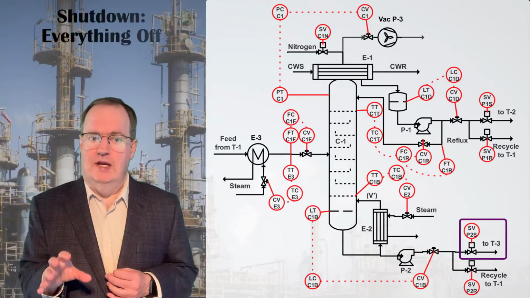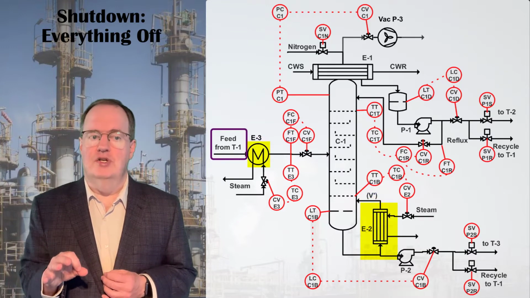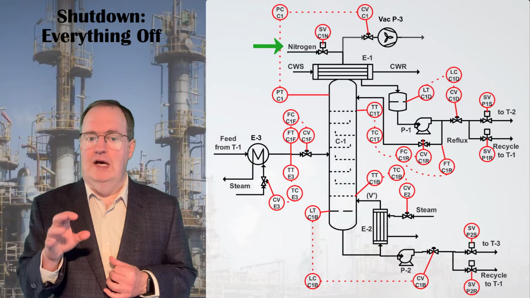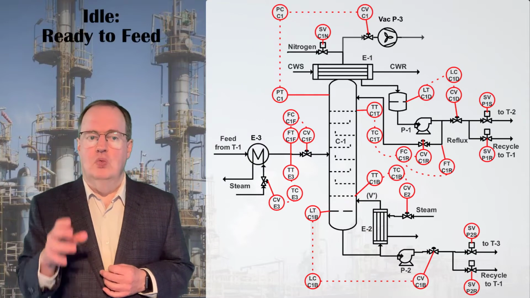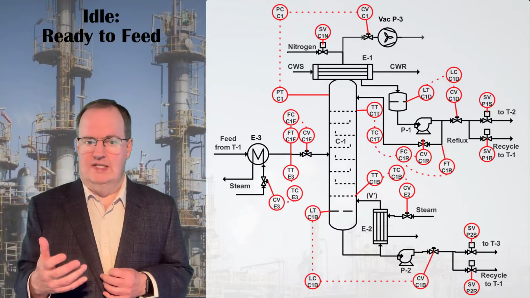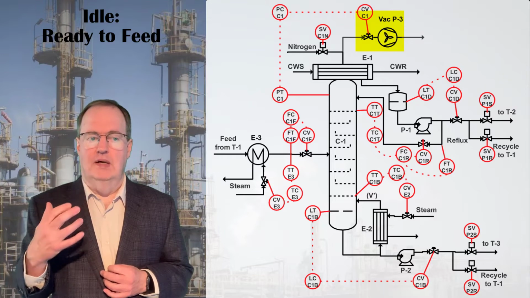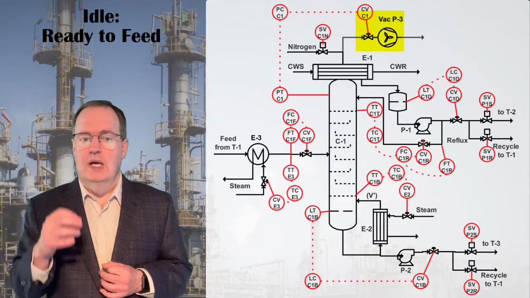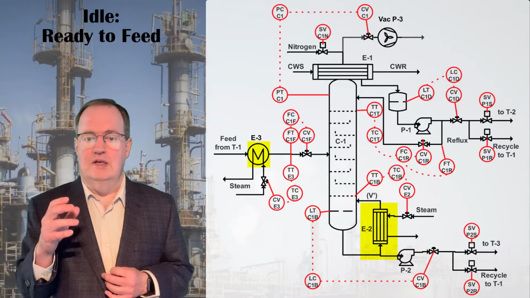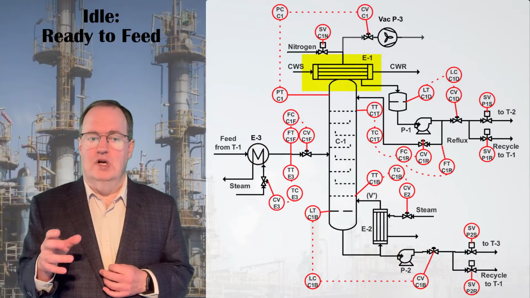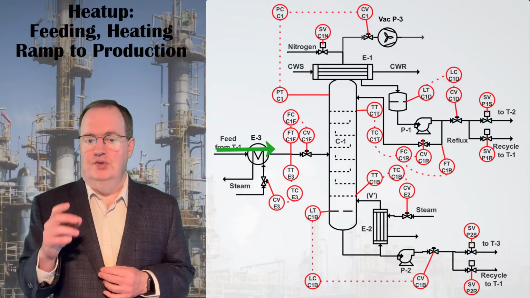In shutdown state, there is no feed, no liquid inventory, no heat to the exchangers, and pressure is broken back to atmospheric with nitrogen. To get from shutdown to production, we'll first use an idle or ready step. Pressure will be reduced to the desired operating level using the P3 vac pump. A little steam is fed through E2 reboiler and E3 preheater to heat them up, and water flow started through E1 condenser. Heat up state starts feed to the column.